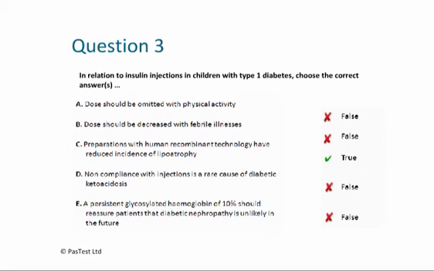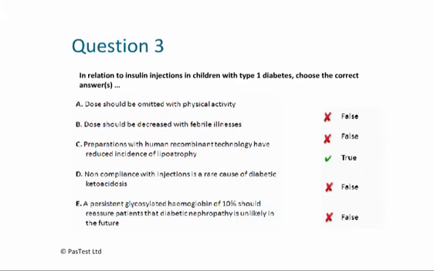Doses should not be omitted with physical activity but may need to be reduced. In febrile illnesses, blood glucose levels are usually high due to stress. In a majority, non-compliance is a cause for diabetic ketoacidosis. A glycosylated hemoglobin indicates long-term diabetic control, and values under 7.5% are satisfactory. Those over 10% indicate the possibility of complications in later life, such as nephropathy.